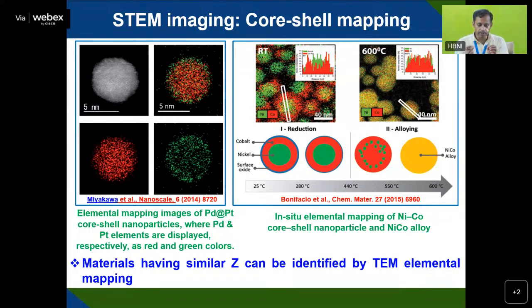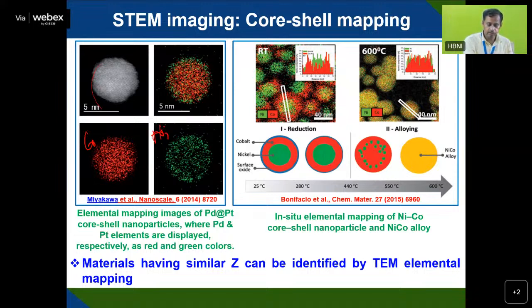So both cobalt and nickel, atomic numbers 27 and 28, are very close, so it's very difficult to identify that structure by mass contrast or thickness. Then you have to go for core-shell STEM imaging. You can see this is the STEM image, and on that, this is the spectral signal: this is the cobalt signal, and this is the nickel signal.